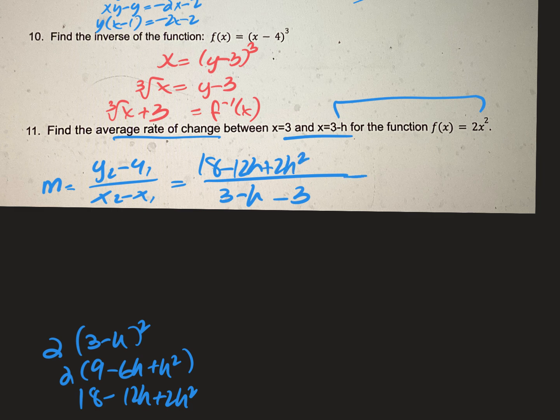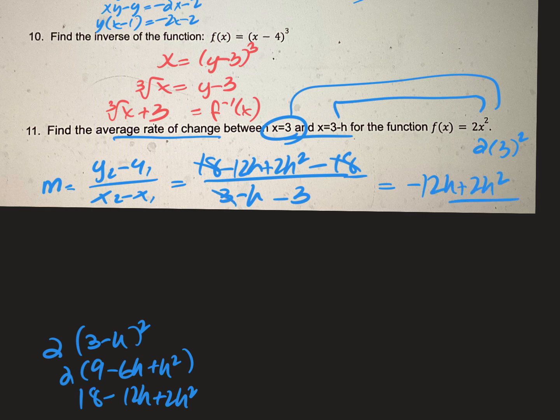And then minus, always minus, I'm going to take the 3 and plug it in. I can do that in my head. If I plug 3 in there, I get 2 times 3 squared, which is 2 times 9, which is 18. And looking at what I have here, those 18s are going to cancel, which leaves me negative 12h plus 2h squared in my numerator. Also in my denominator, my 3's cancel. It has a negative h. Now, it's a negative h, so be careful. I'm going to divide a negative h into the numerator, which is going to change the signs and cancel out the h's. So it's going to be a positive 12 and a minus, minus 2h. That's where you end up. That's your average rate of change.